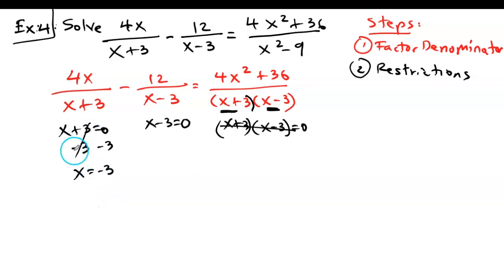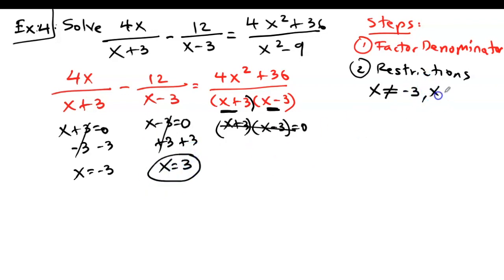Let's go back. Minus 3, therefore my first restriction is x equals negative 3. I don't want that value, negative 3. Next, plus 3, the 3's cancel, x equals 3. I don't want this value, that's my second restriction. It has to be different from negative 3 and positive 3. And now we know that we have to check those at the end.